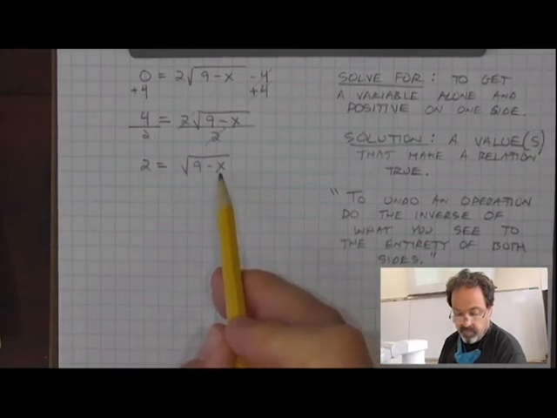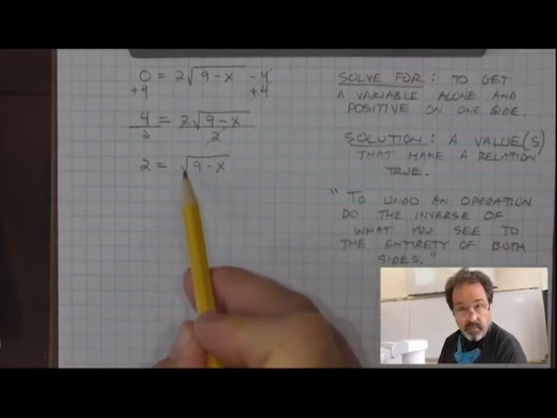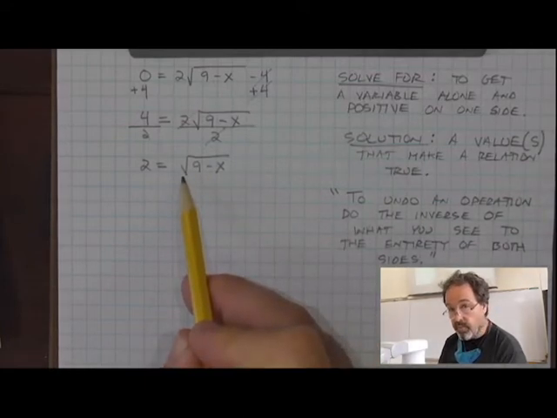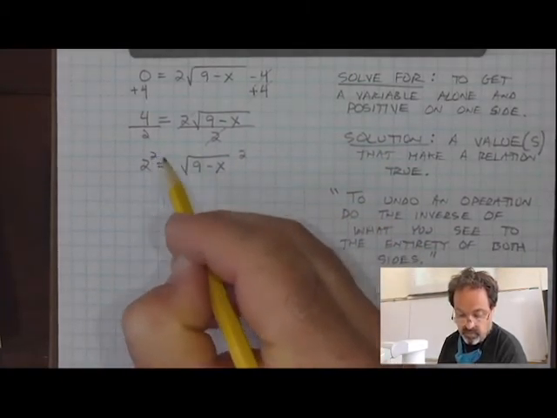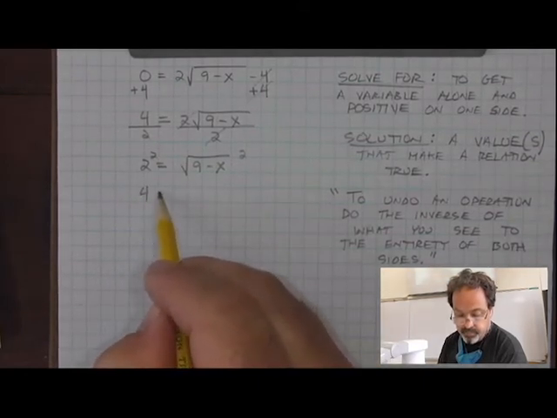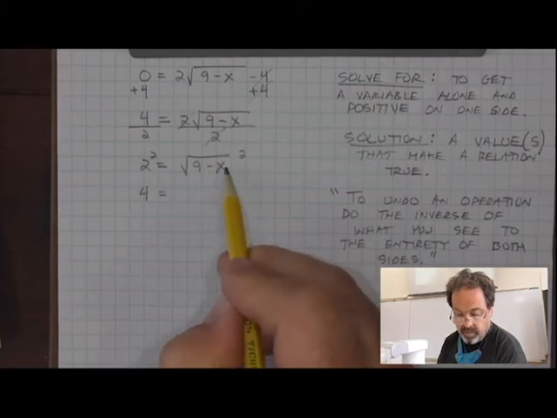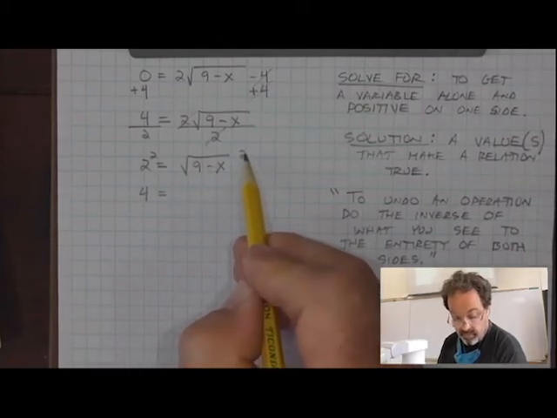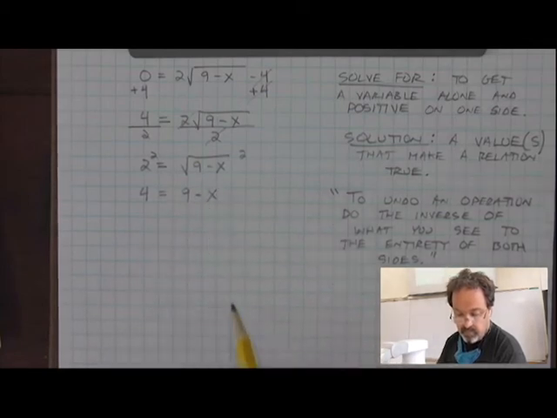I'm still going through the process of getting x by itself, alone and positive on one side. I'm going to choose to undo the square root. The inverse of square rooting is squaring, so I'm going to choose to square both sides. I've shown my work. 2 squared is 4. The square root of anything squared cancels out, leaving what's under the square root sign. Now I'm very close, but I've got to be careful.